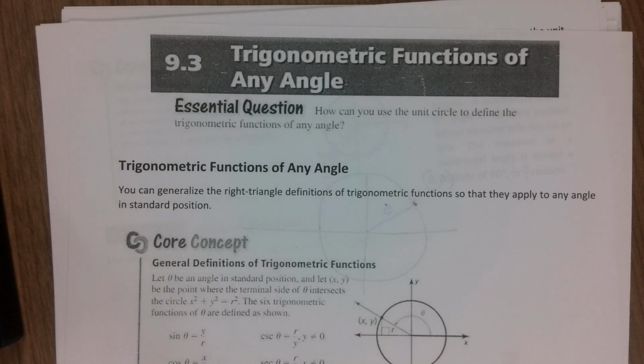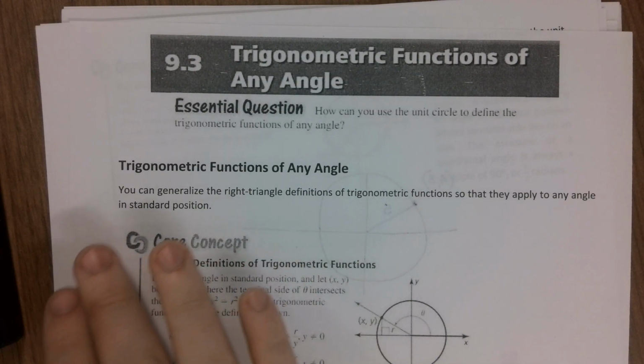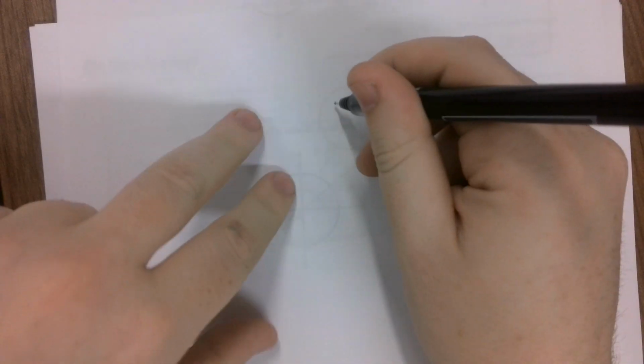Today we're talking 9.3, how to find the trigonometric functions of any angle, as well as how to use that to find points around a circle. So, first things first, I want to give you a sample problem for us to take a look at and solve.